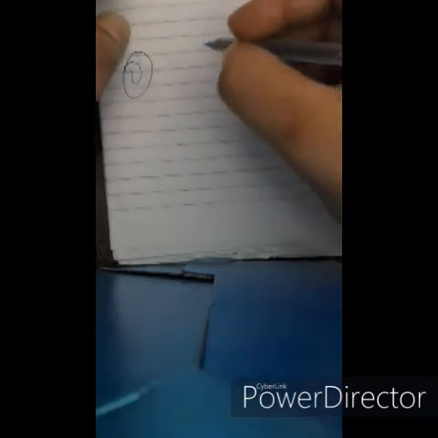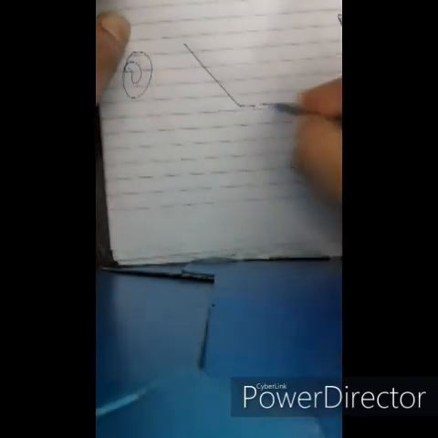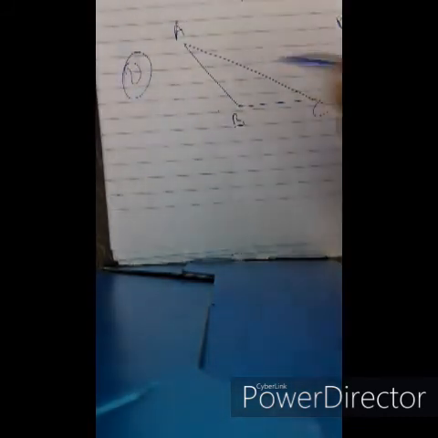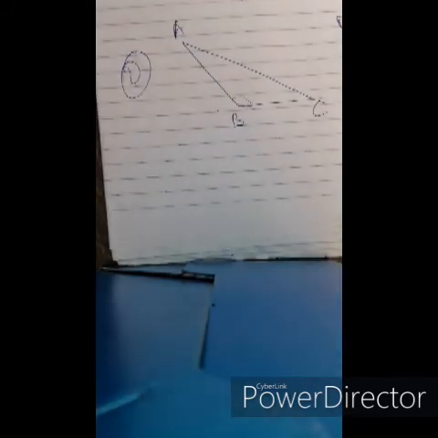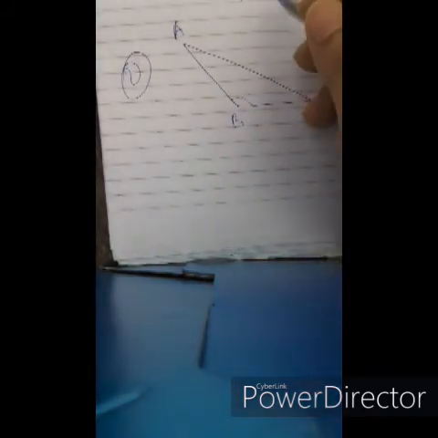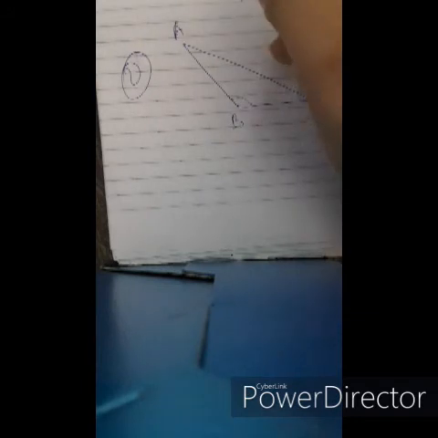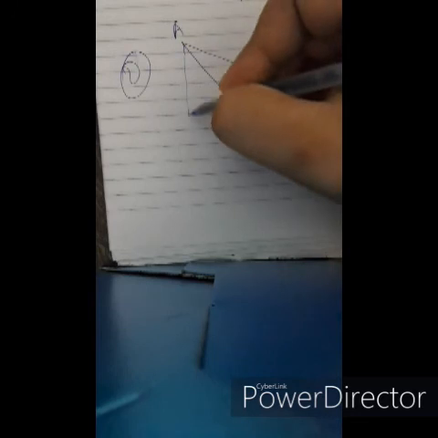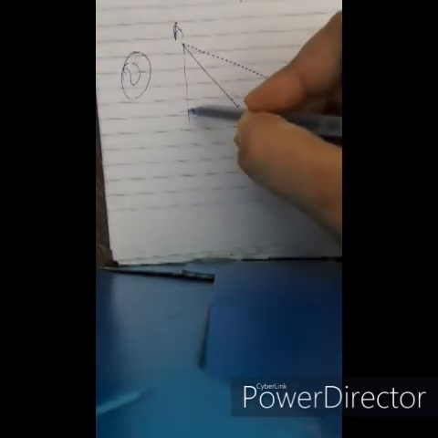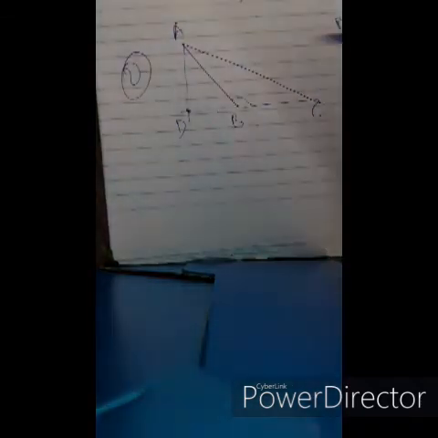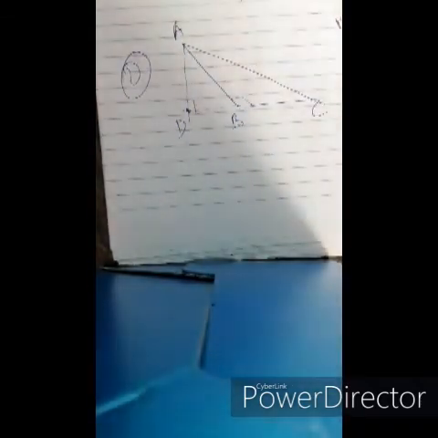ABC is an obtuse angle triangle, with the obtuse angle at B. If AD is perpendicular to BC, we draw AD. This is point D, AD is perpendicular to BC, that is, this angle is 90 degrees.